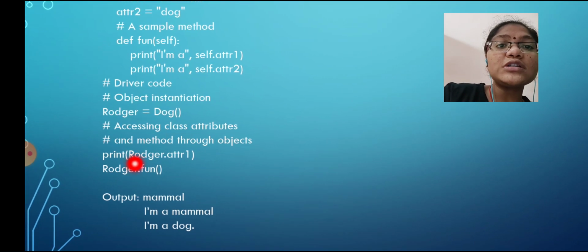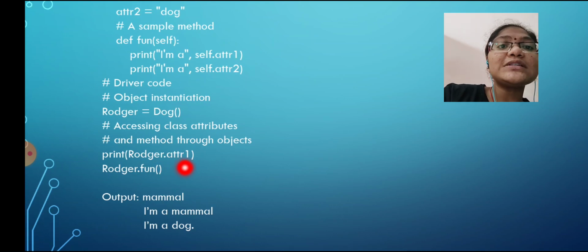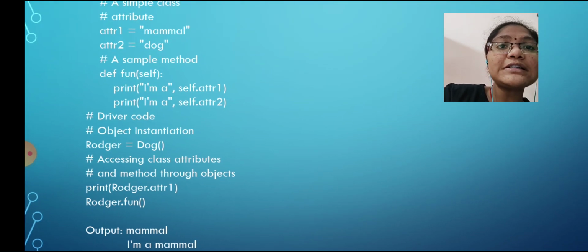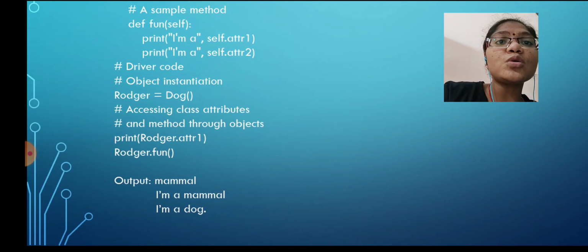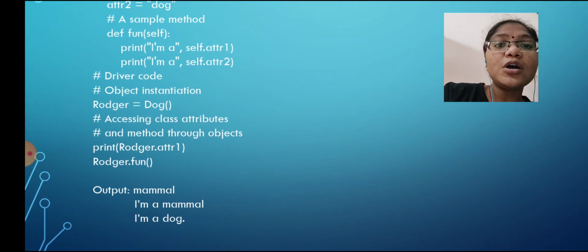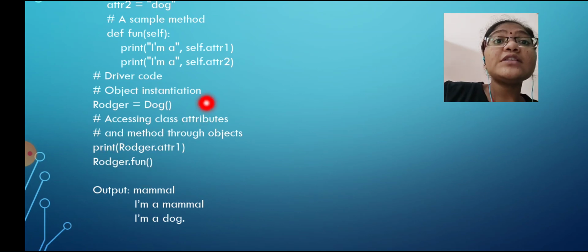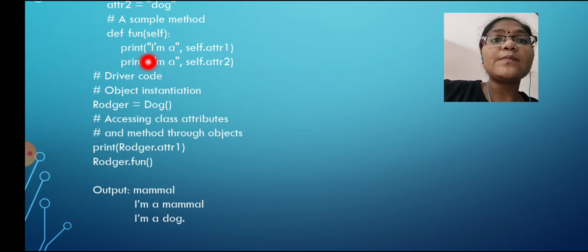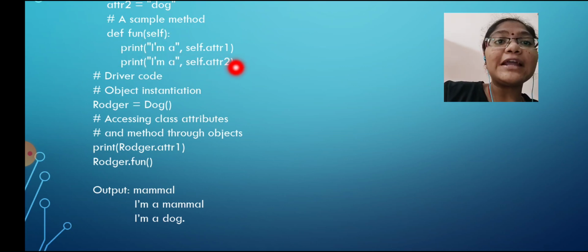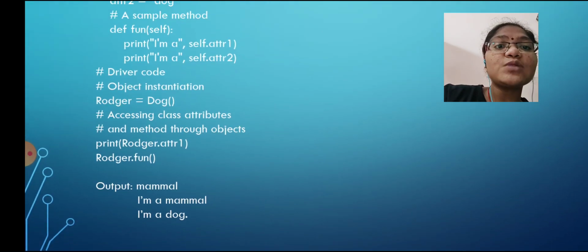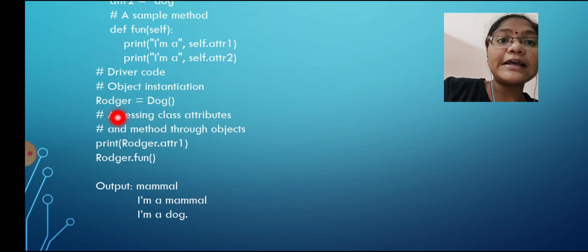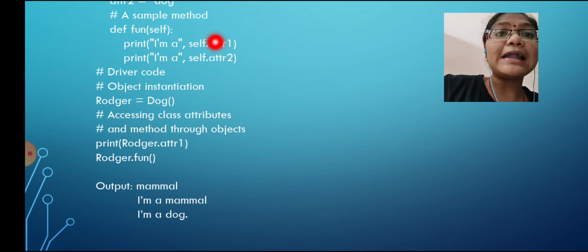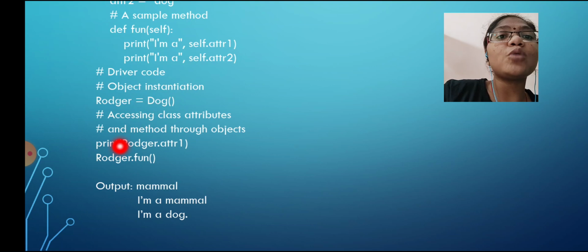Print Roger.attr1. By using this in the code snippet, what is attr1? It is mammal. We get the output as mammal, and then Roger.fun(). In this function, def fun(self), we print "I am a" self.attr1. It gives self.attr1 as mammal, so it gives "I am a mammal" and "I am a dog." We have created an object and accessed the attributes in the class with the help of the object.